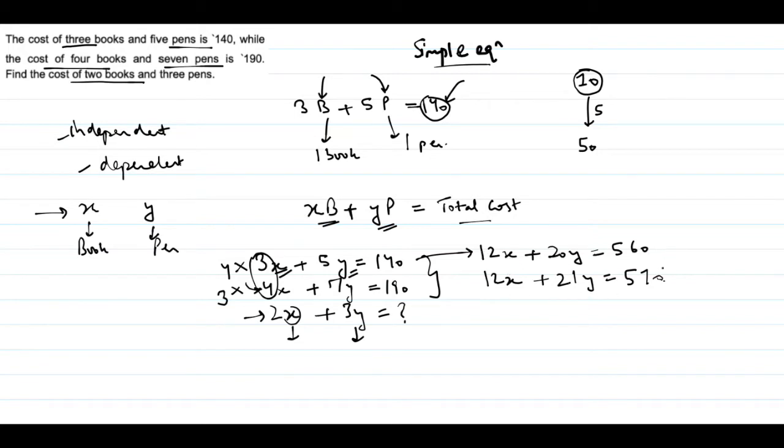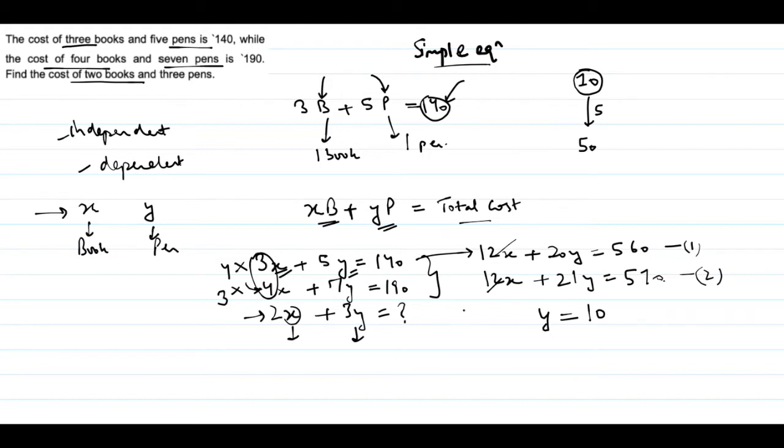If I now subtract the first equation from the second one, the 12x will get cancelled, and 21y minus 20y will be y only. This will lead to 10. So the cost of y is 10, and y was the cost of a pen. Now if I want to find the cost of a book, I can substitute this value in any of the equations and I'll get my answer.